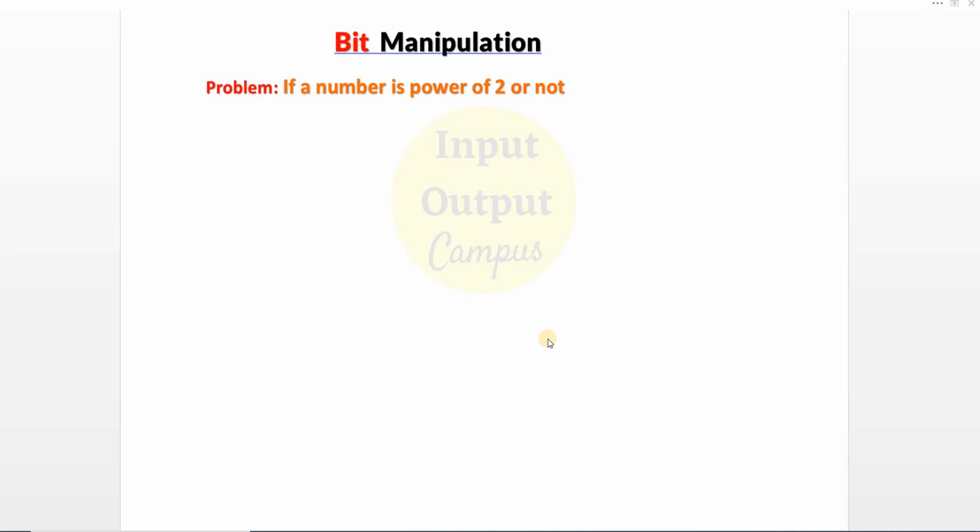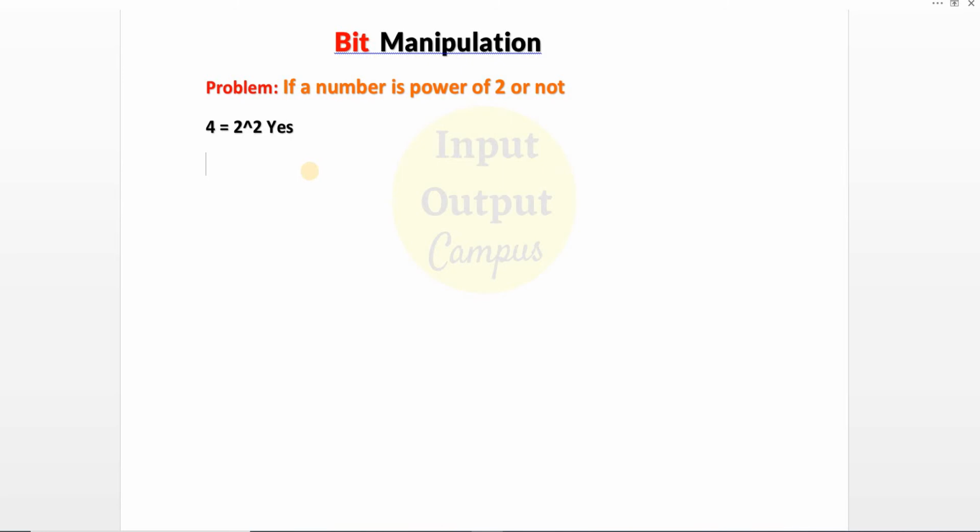So today in this video we'll discuss a very simple and very important problem: whether a number is a power of 2 or not. So this is the problem. Suppose you have a number 4. Is this number a power of 2 or not? Yes, this number is a power of 2 because 2 to the power 2 is 4. So this number is a power of 2.